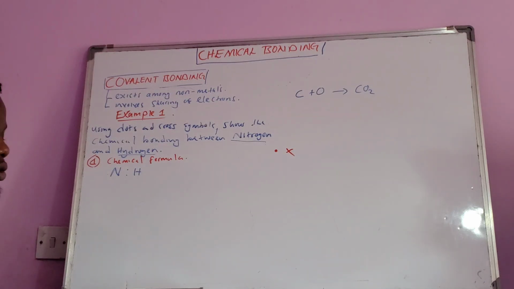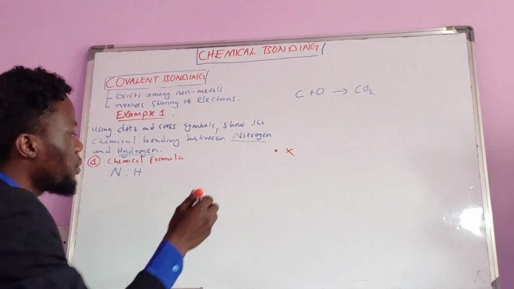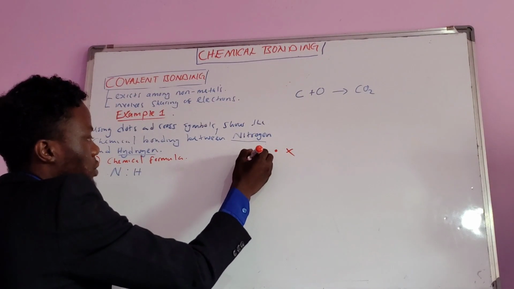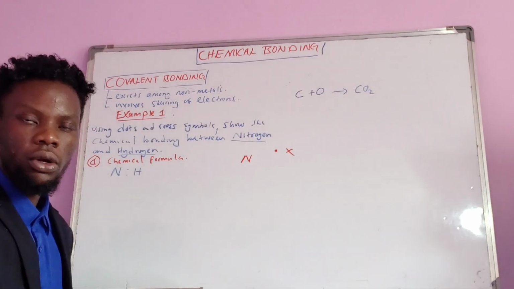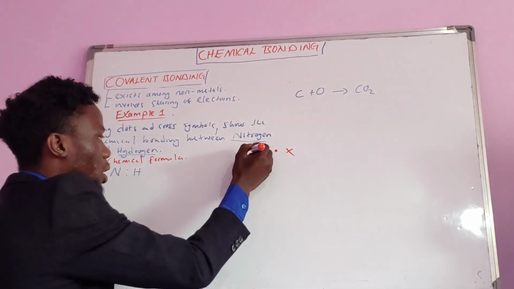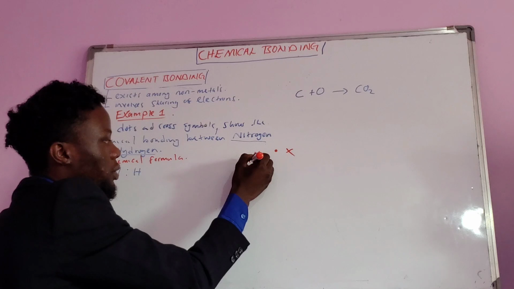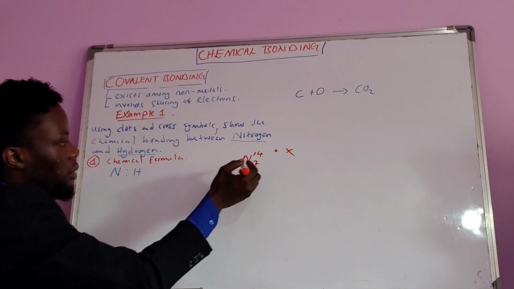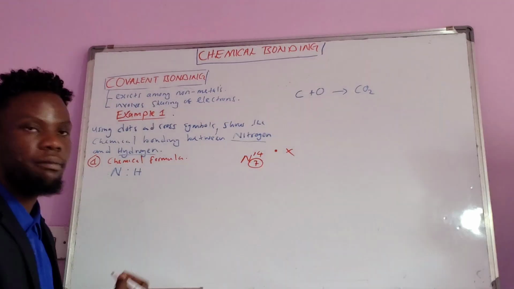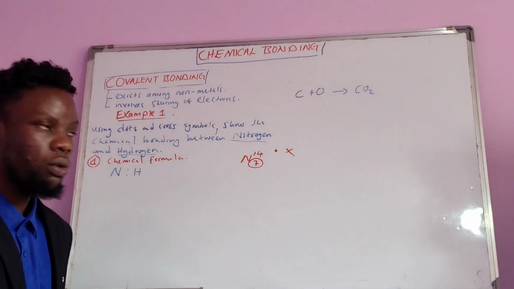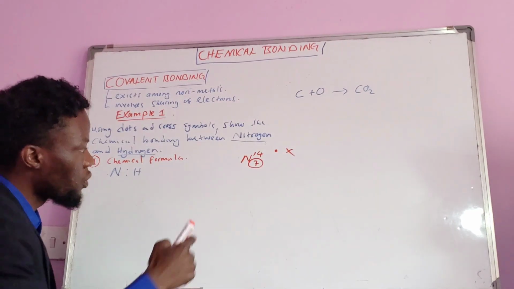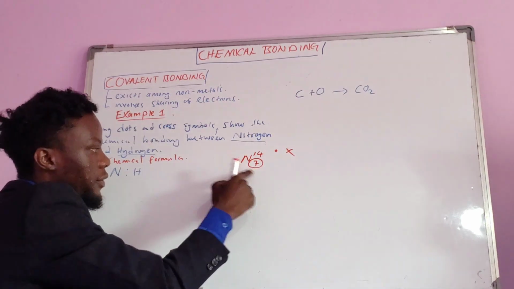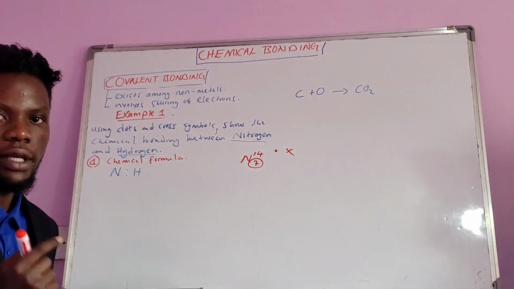But how are we going to do that? If you look at the nitrogen, let us start with nitrogen. Nitrogen on the periodic table has the mass number of 14 and the atomic number of 7. We always follow the bottom number here, which is the atomic number, or the electron number. We follow that one so that we write the electronic configuration.